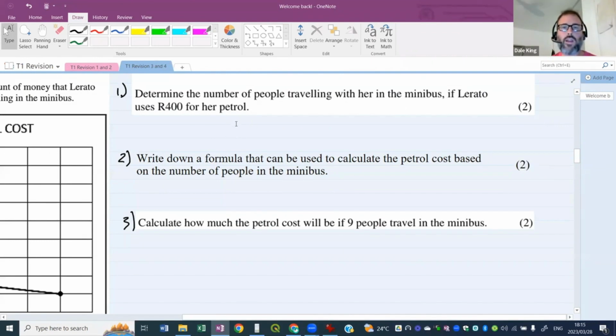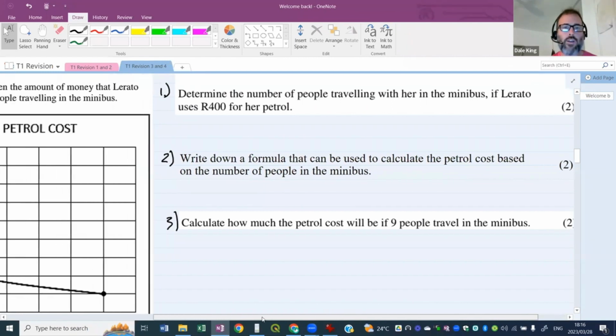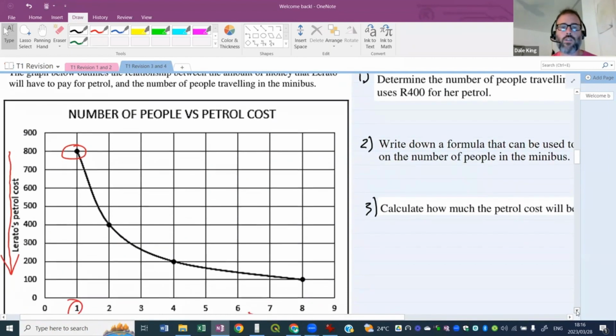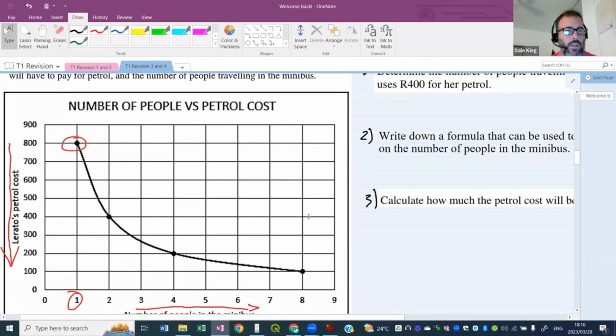Now, we don't even have an equation for this. So we can use only what the question has given us so far. So it said determine the number of people if Lerato uses 400. The number of people for 400 Rand worth of petrol. So I'm going to scroll to the left and down again to have a look at the graph. Can anyone tell me the number of people for 400 Rand?